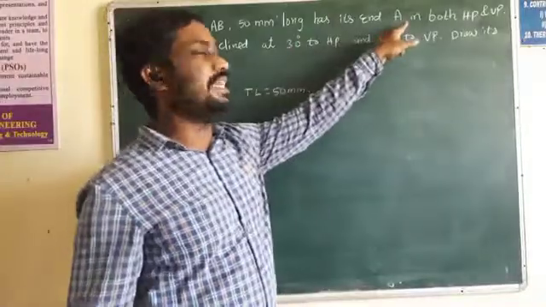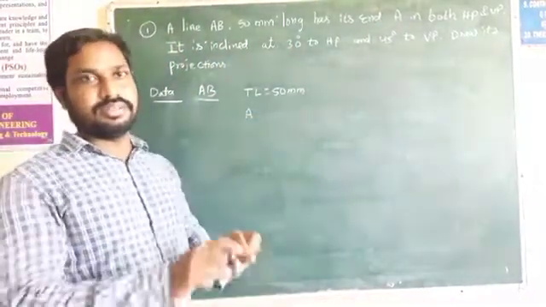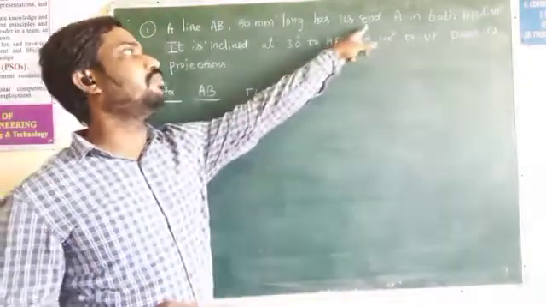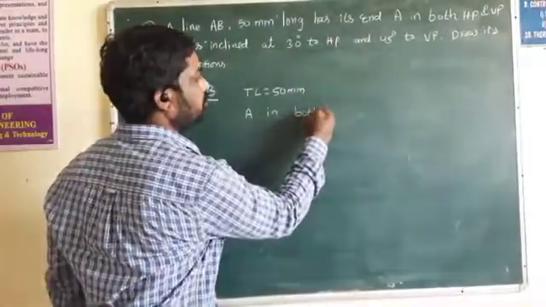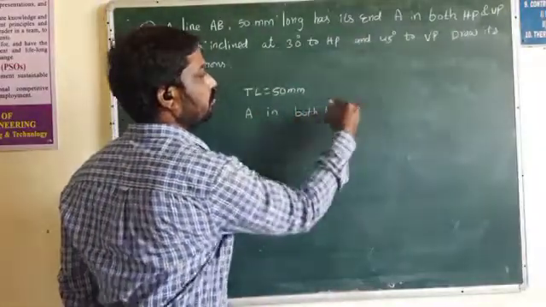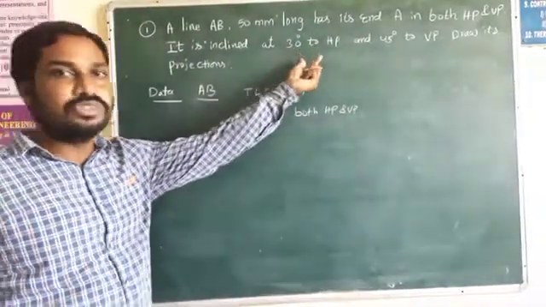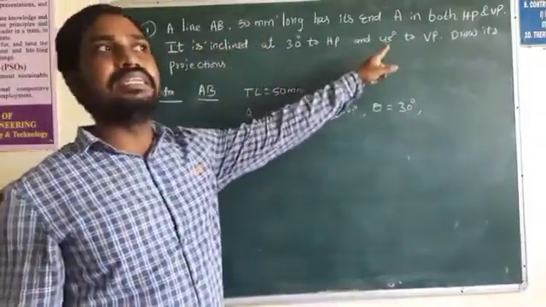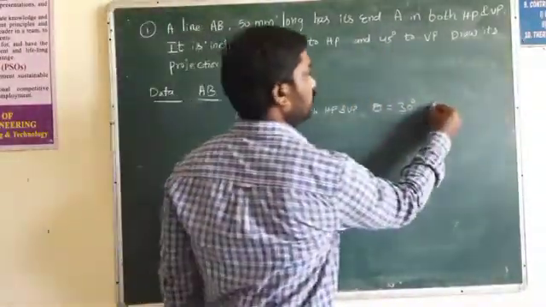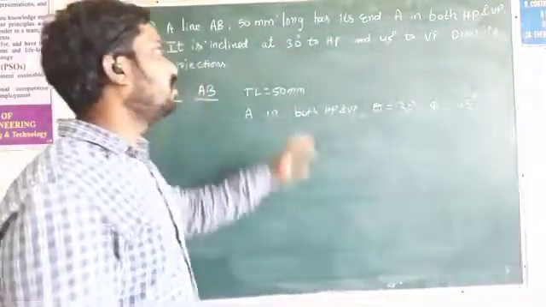As for its ending points, we have one line which has two ending points. One ending point, A, is in both HP and VP. And it is inclined at 30 degrees to the HP. So the line inclined to HP makes an angle theta, and how much is given? 30 degrees. And it is inclined to VP at 45 degrees. So this is the given data.